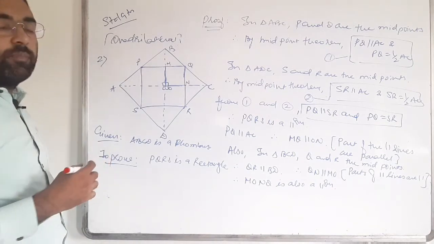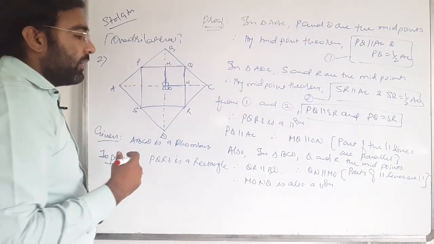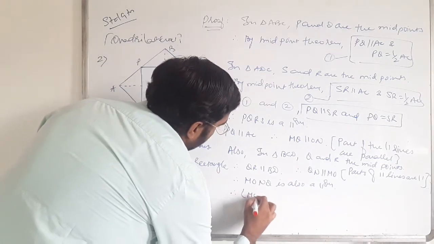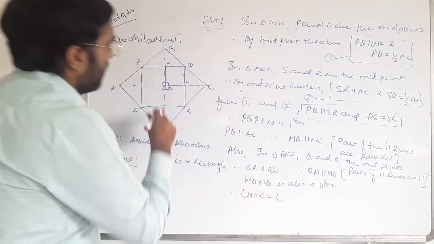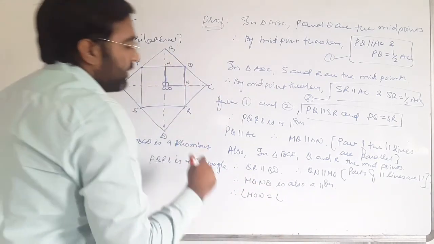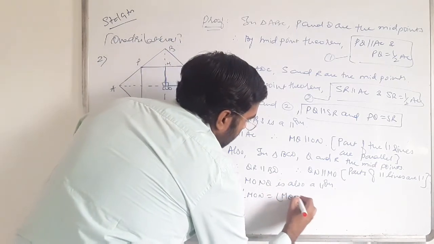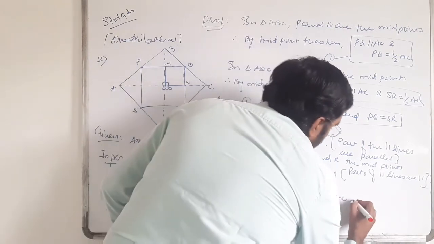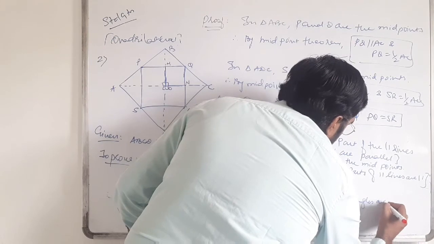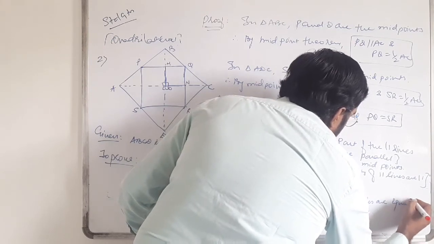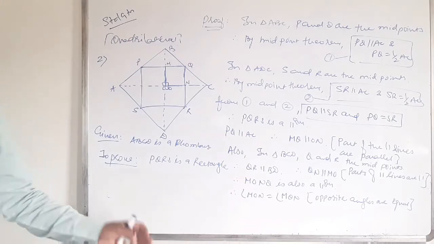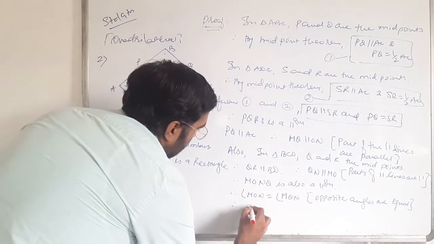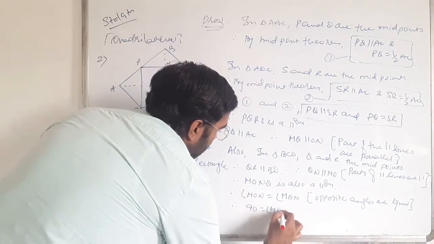Okay, so in that we know that opposite angles of a parallelogram are equal. Therefore angle MON is equal to angle MQN. Opposite angles of a parallelogram are equal. So therefore MON is 90, therefore MQN is also 90.